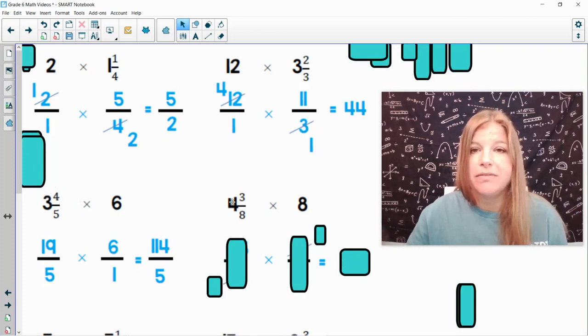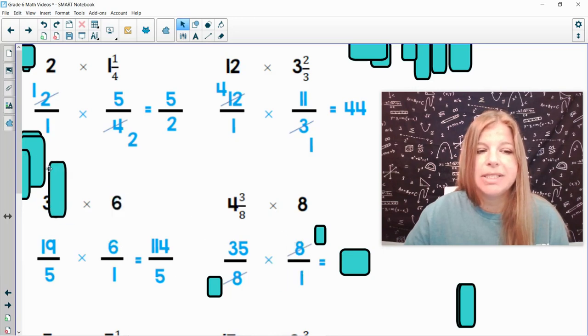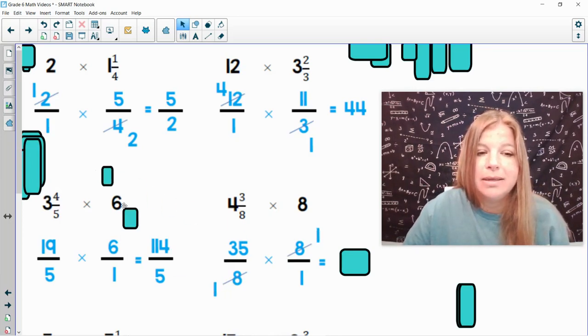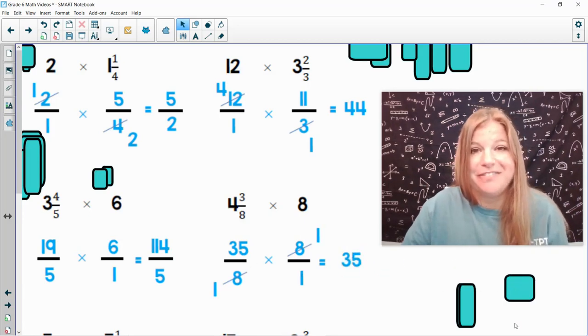Last one of this particular set, 4 and 3/8 times 8. So 4 and 3/8, 8 times 4 is 32, plus 3 is 35 over 8. 8 is really just 8 over 1. I can cross simplify out those 8s. They're both divisible by 8. That just becomes 1 over 1. And 35 times 1 is 35. 1 times 1 is 1. My answer is just simply 35.